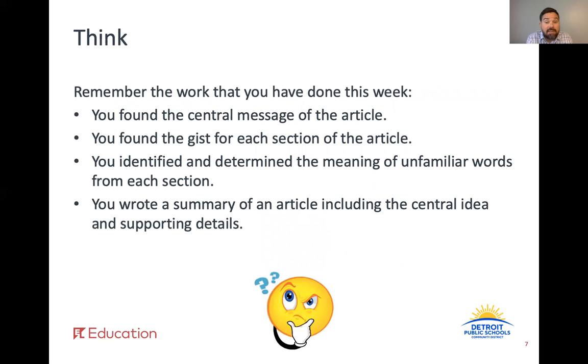Now that you've had a chance to look at the text again, I want you to think about a few things. You have found the central message of an article. You have found the gist of each section of the article. You identified and determined the meaning of unfamiliar words from each section using strategies that we talked about. And you wrote a summary of an article, including the central idea and supporting details. That's a lot for one week of lessons. Pause the video here while you think about each of these accomplishments.